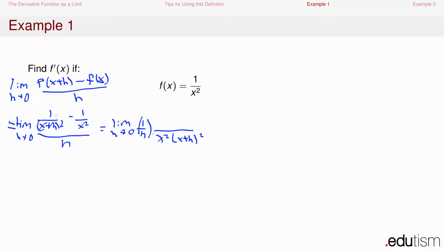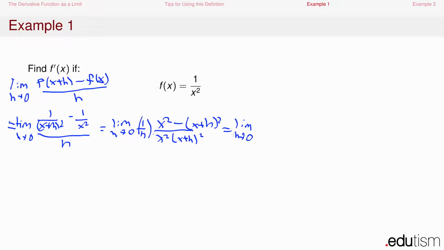Multiplying the top and bottom of the first one by x plus h squared... Multiplying the top and bottom of the first one by x squared, we get an x squared on the top. Multiplying the top and bottom of the second by x plus h squared, we get an x plus h squared. There. Now we need to simplify further. To do this, we need to expand that x plus h squared.